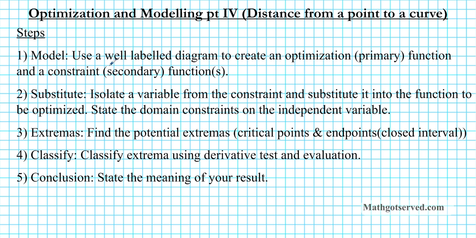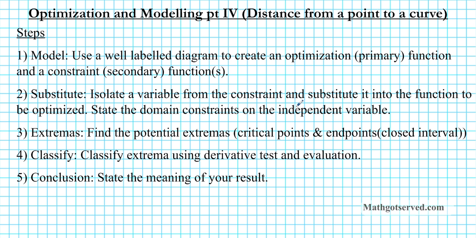To generate a model, you need an optimization function, a constraint function, as well as a well-labeled diagram. Part 2, you're going to substitute. You isolate the variable from the constraint and substitute it into the function that's to be optimized. You also state the domain or constraints of the independent variable you have in your resultant equation.